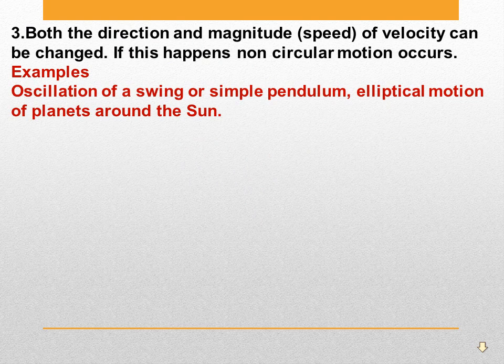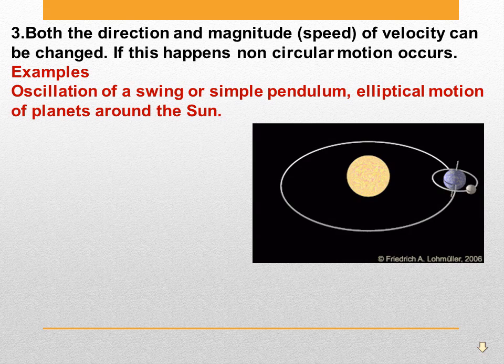Third one, both the direction and magnitude. Here the magnitude, meaning the speed of the velocity, can be changed. If this happens, non-circular motion occurs. See, a best example is oscillation of a swing or a simple pendulum, and elliptical motion of planets around the sun. Okay, these are the examples for this term.